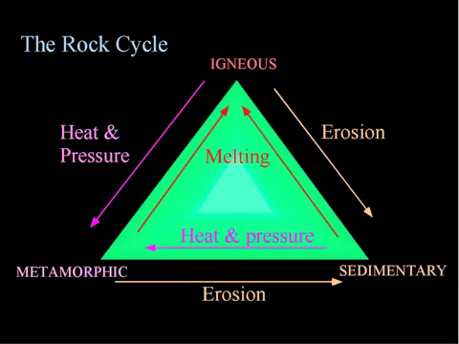For example, let's look at igneous. If igneous is eroded, it can become sedimentary rock. Or if igneous is exposed to heat and pressure, it can become a metamorphic rock.